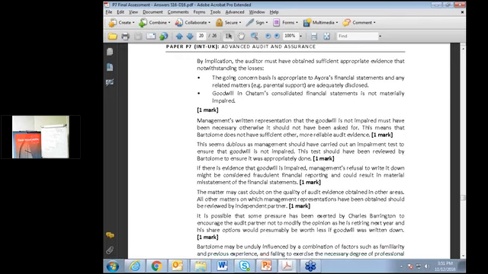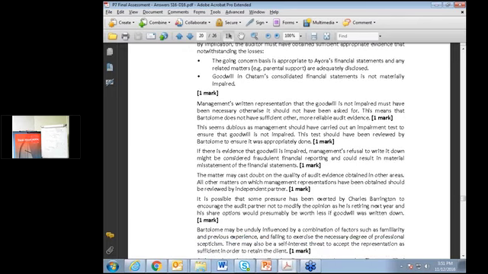Now, written representation, whether it is important or not, and how much of it is creating a professional issue. Written representation that the goodwill is not impaired must have been necessary, otherwise it should not have been asked for. This means that the audit partner does not have sufficient other, more reliable evidence. Now, this indication that all you obtain is a representation is an indication, of course, that there is not much else that is available.